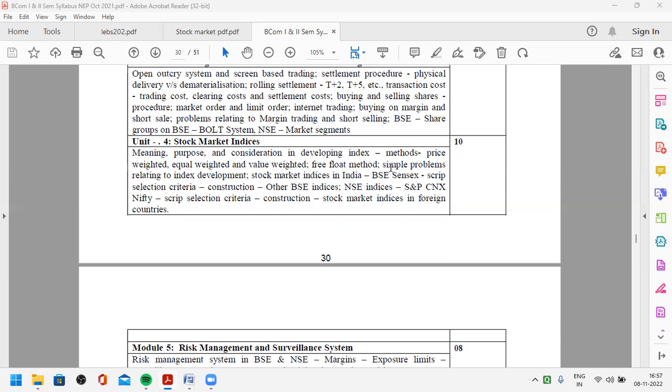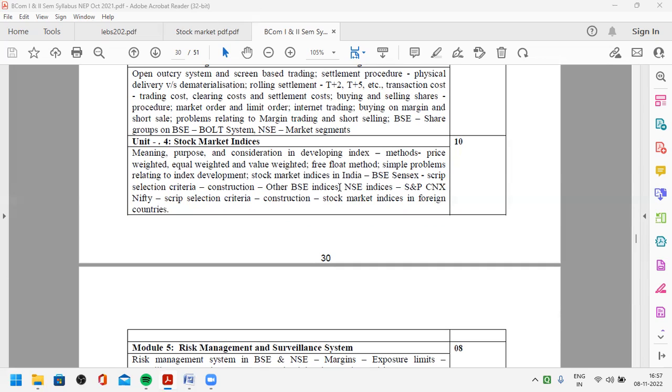Okay, so index development, how it is all done. Stock market indices in India: the BSE stock market index is called Sensex. And scrip selection criteria: what are the criteria taken into consideration while selecting the scrips, that is, shares of different companies, and how these are all constructed, and other BSE indices.